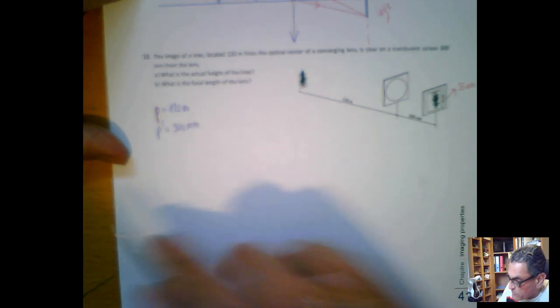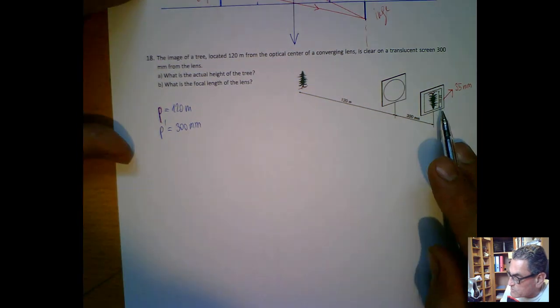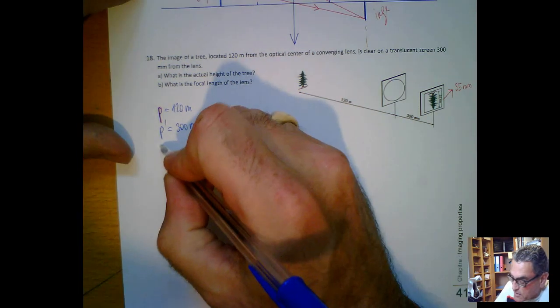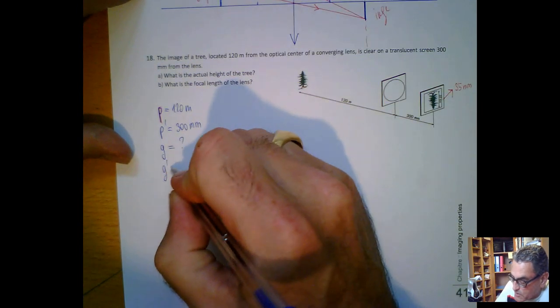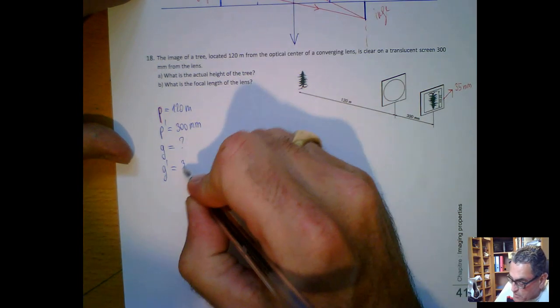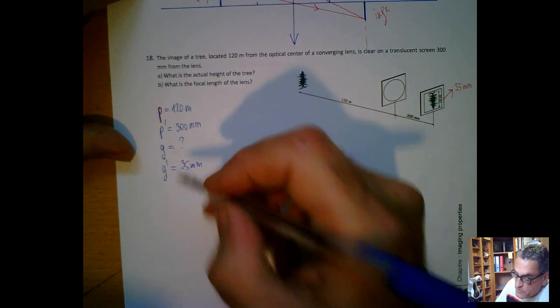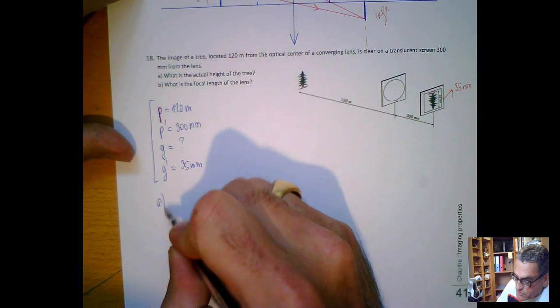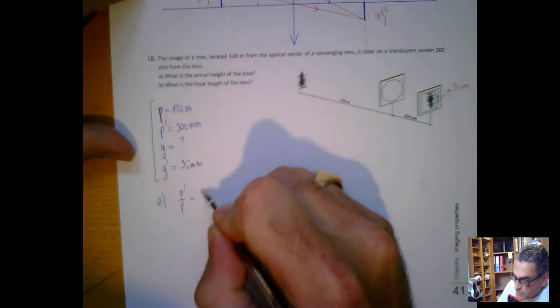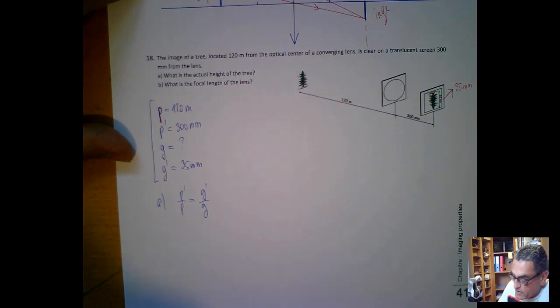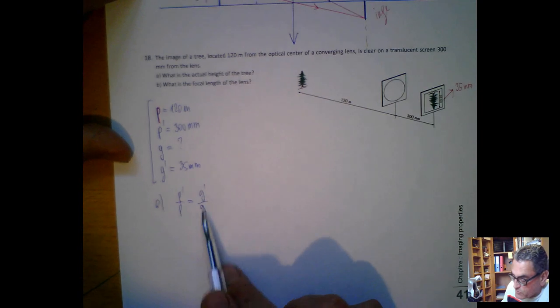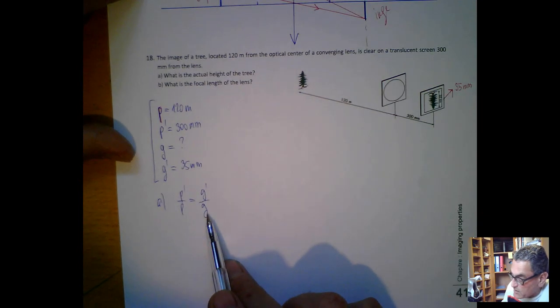I'm writing down everything like this, then we will choose one single unit. Then we have g, which we don't know, this is what we are trying to determine, and g prime, we know it, it's 35 millimeters. And the question is what is the actual height of the tree? So for answering this question we need p prime over p is g prime over g, and what we are trying to determine is g, the height of the tree.